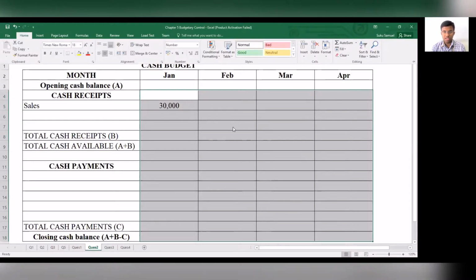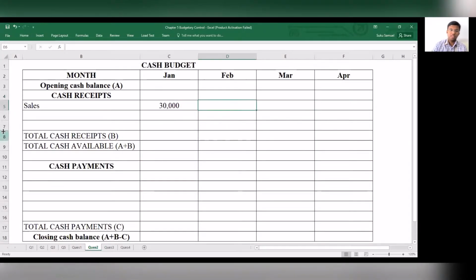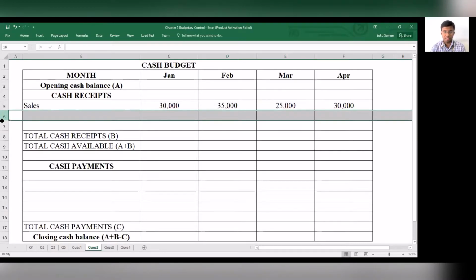So which is what we have done. We have considered the sale for the month of November. In the month of February, the customer would be settling for the month of December. In March, they would be settling for Jan, which is 25,000, and in April they would be settling for the month of February. So I've accounted for those sales.